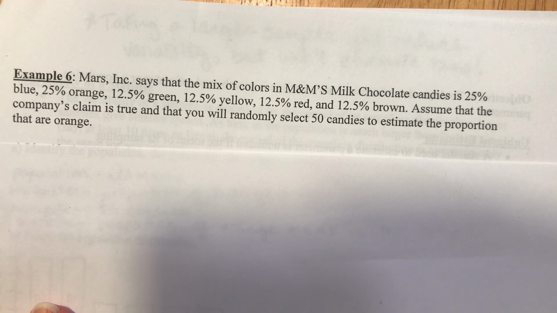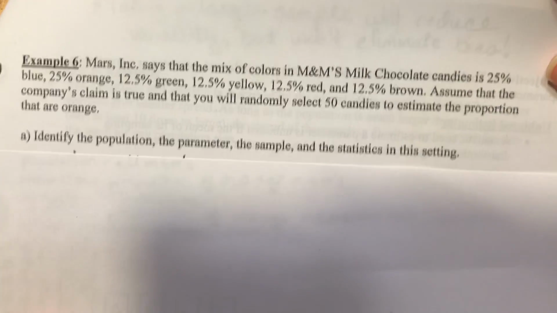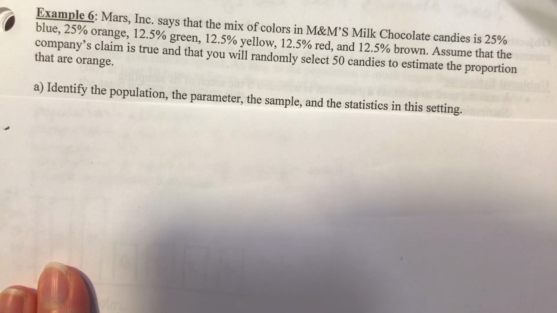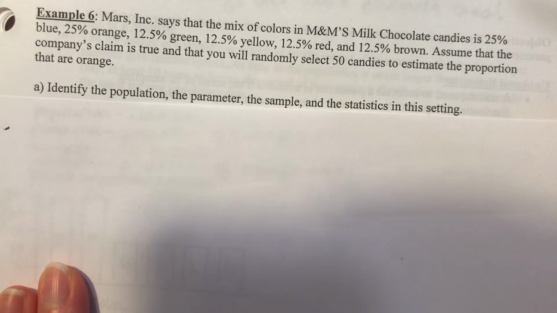Assume that the company's claim is true, and you're going to randomly select 50 candies to estimate the proportion of the candies that are orange. You're going to do a test, right? And you're going to randomly pick out 50 M&Ms and go from there. So first, we want to identify your population, the parameter, the sample, and the statistics in this setting.